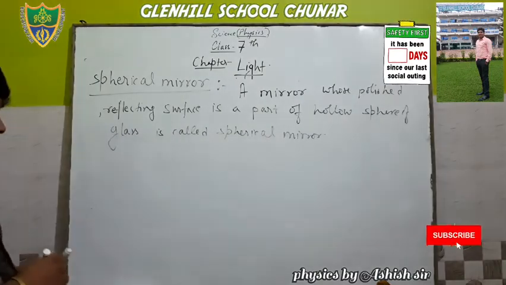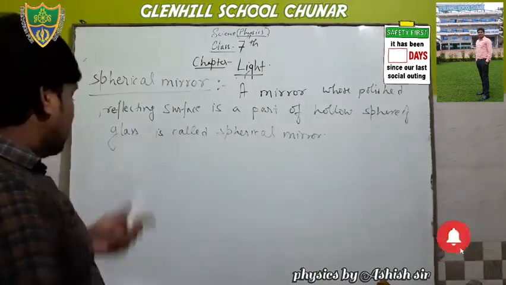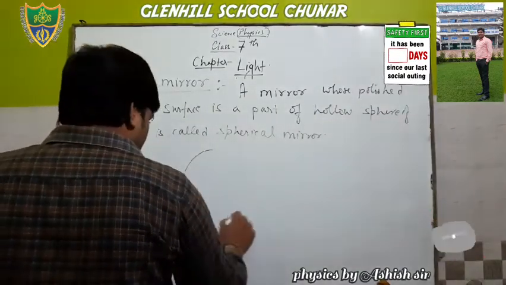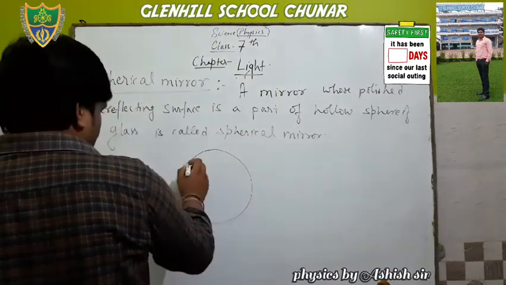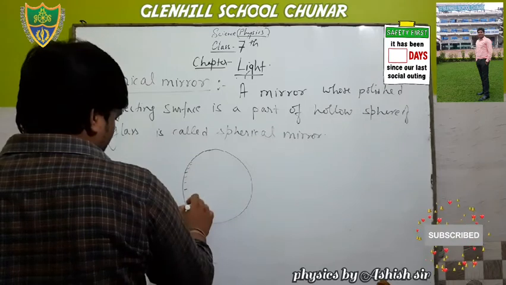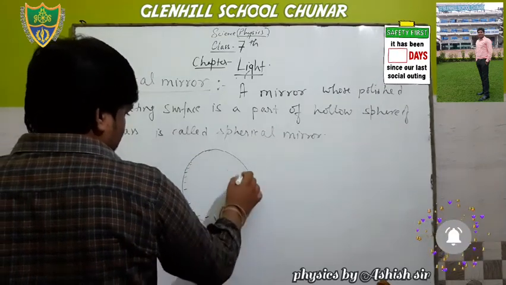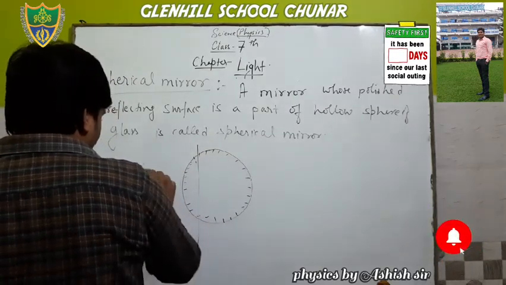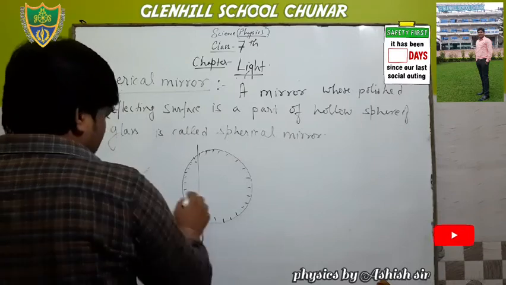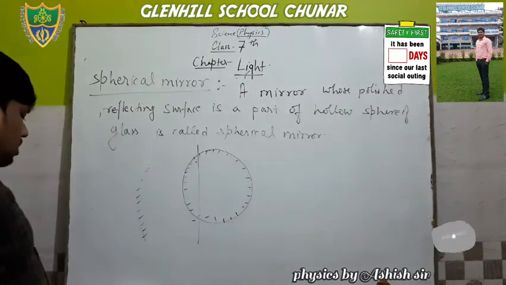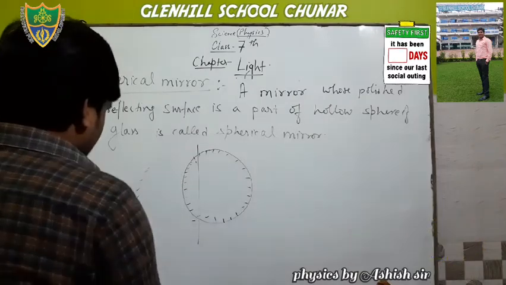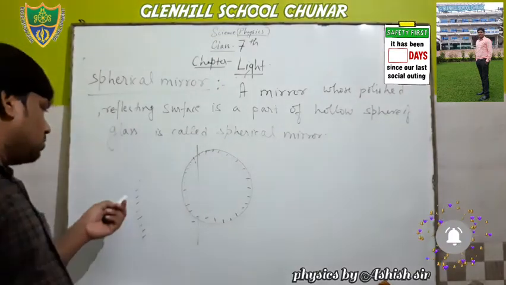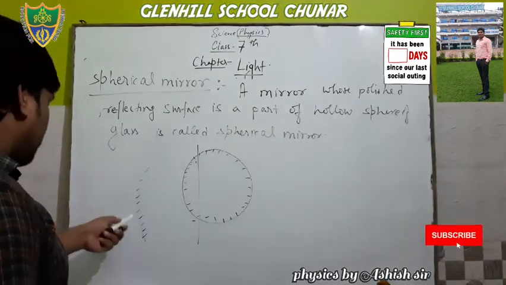Now, in a spherical mirror, suppose this is the hollow spherical glass, and the inner side is the polished surface. If we cut this, a mirror appears like this, a part of the sphere. So in a spherical mirror, one of the surfaces is silver, meaning polished with silver. So one side is silver.